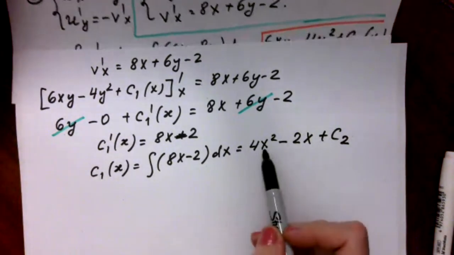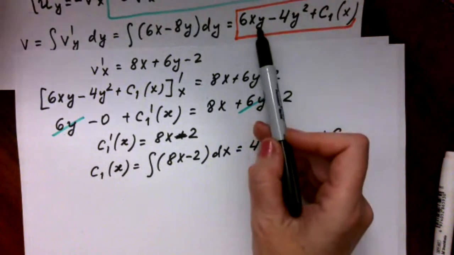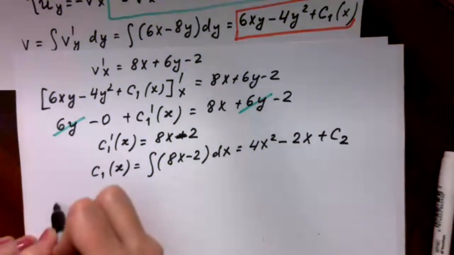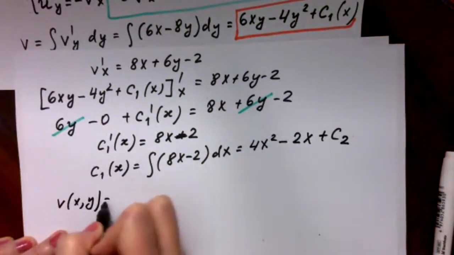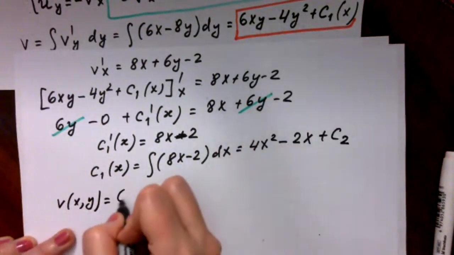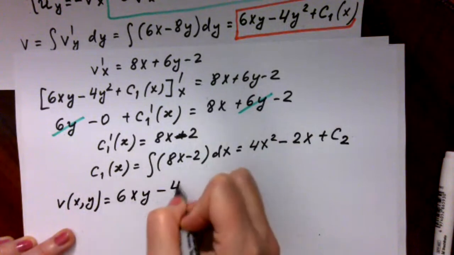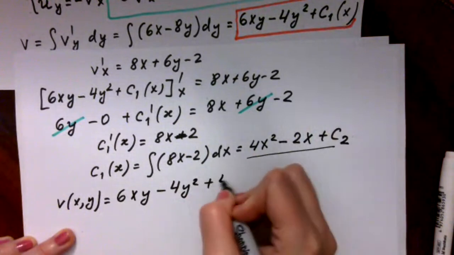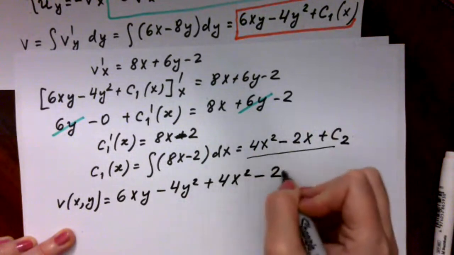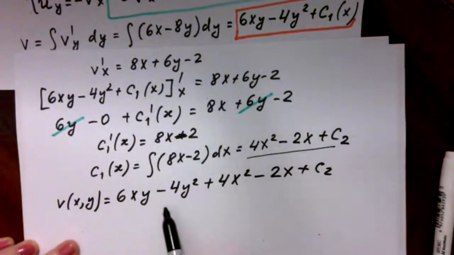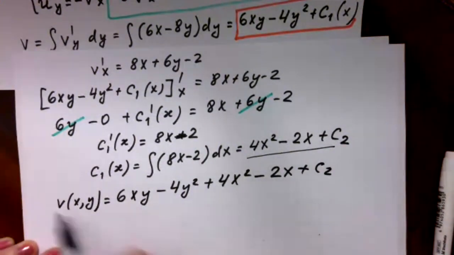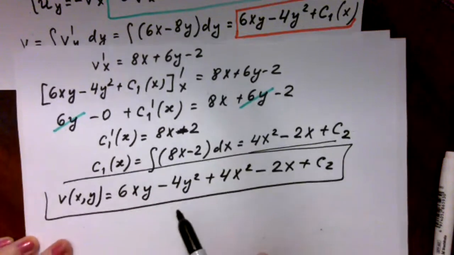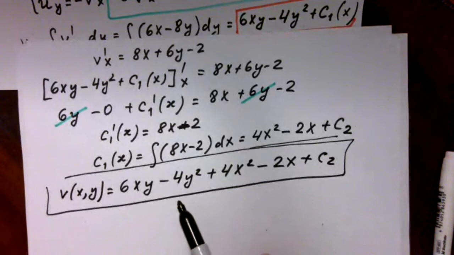And what can we do with this expression for c1? We should recall that we already had our function almost found. We need to plug it in here. So let me copy this expression from the red frame: 6xy minus 4y squared. And instead of c1 of x, I can plug in this expression. Plus 4x squared minus 2x plus c2. So it looks like there's no way to simplify this expression. It already looks quite simple. So we are almost done. We did manage to find v.